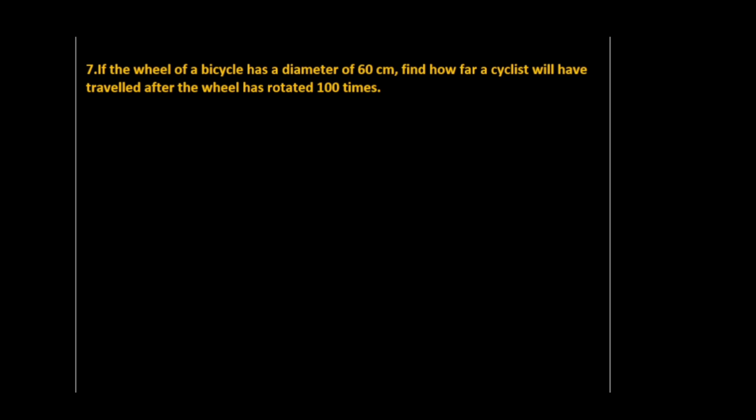7th question. If the wheel of a bicycle has a diameter of 60 centimeter, find how far a cyclist will have traveled after the wheel has rotated 100 times.